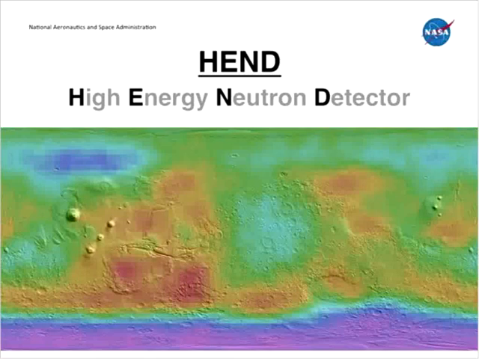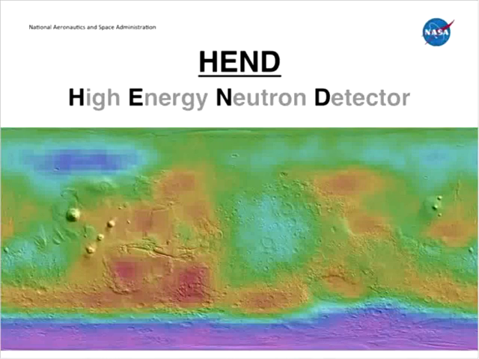The HEND is an instrument on the Mars Odyssey spacecraft alongside Themis, and it stands for the High Energy Neutron Detector. Basically, when you're out in space, there are a lot of neutrons just flying through space randomly, and when they hit a planet's surface, they do one of two things. They're either absorbed by the planet and stay there, or they get reflected back.